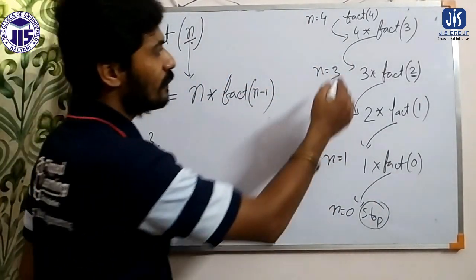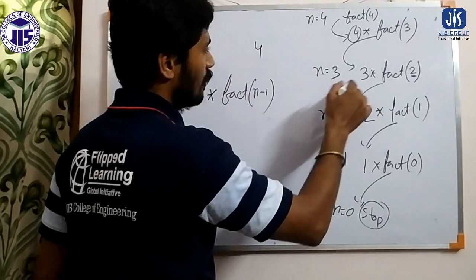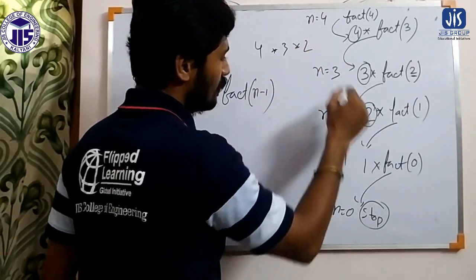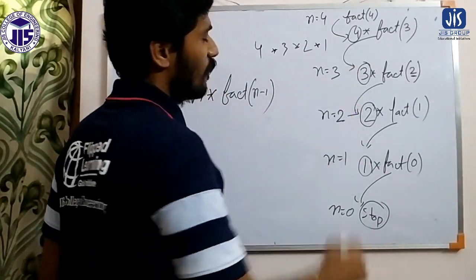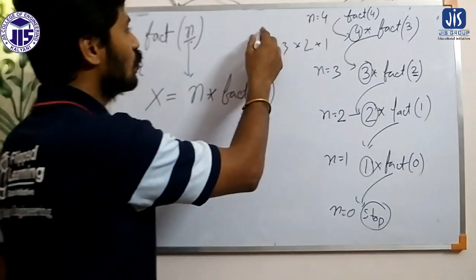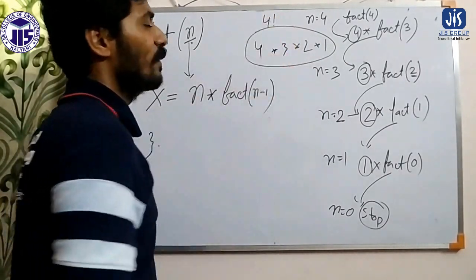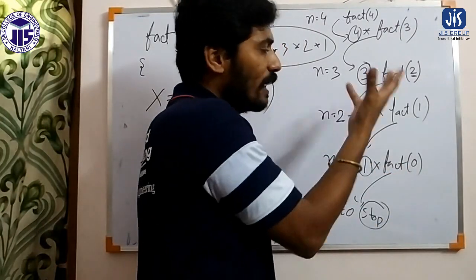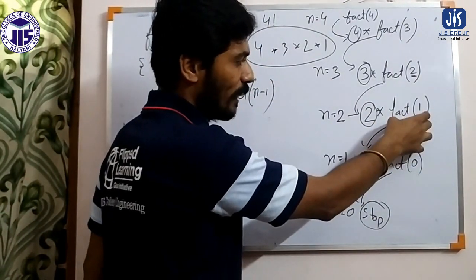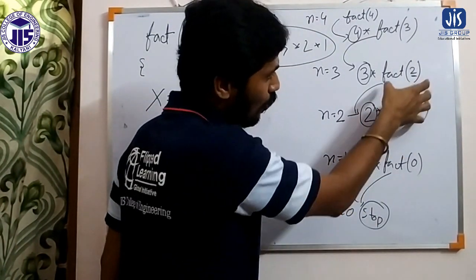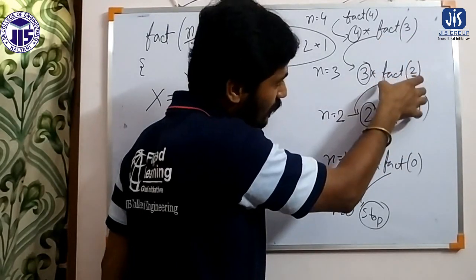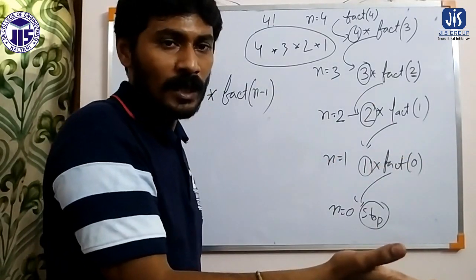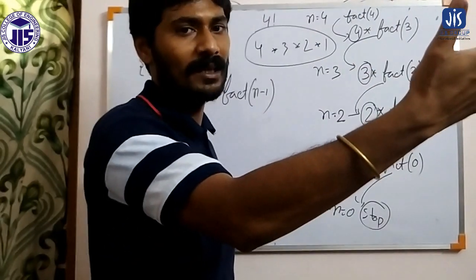So basically what we have done is 4 into 3 into 2 into 1, and that is 4 factorial. So this is the way how, using this fact function, we are finding out the factorial. Fact 0 is used to find out fact 1, or from fact 1 we are getting fact 0, from fact 2 we are getting fact 1, from fact 3 we are getting fact 2. So the same function we are repeating to get the result. That means the factorial function we are using to get the factorial of another number.